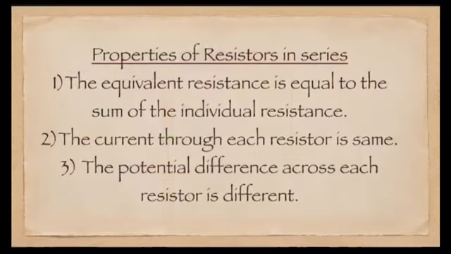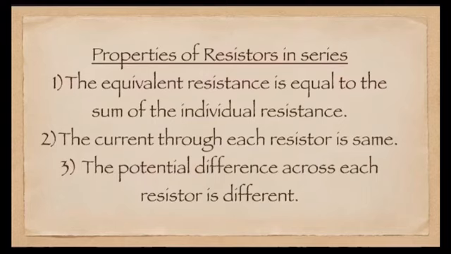Here, the properties of resistors in series. Number 1, you see the equivalent resistance is equal to the sum of the individual resistances. Means what? If you want to find out the equivalent resistance, you just go on adding the values of the resistances in the given circuit. So to find out the equivalent resistance in a series arrangement, you just go on adding the values. Okay, now point number 2, the current through each resistor is the same.